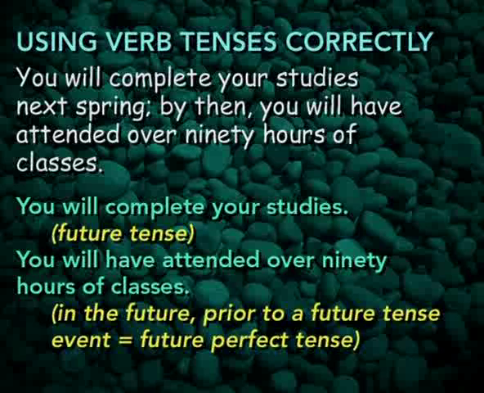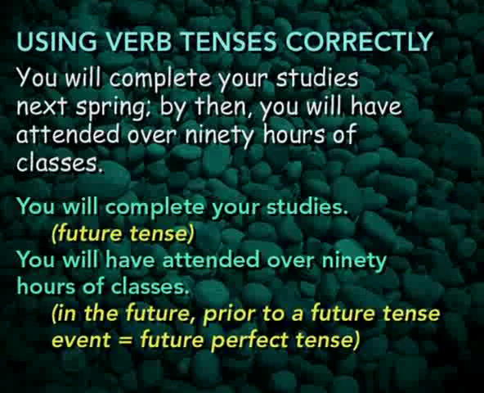Will have attended is the future perfect tense, and that tells us that that event is going to happen prior to the completion of the studies. In all of these sample sentences, two events occur, and the proper verb tenses have been selected to make it clear which event comes first and which event comes later. Do you think you have a handle on how these 6 basic English verb tenses are used?